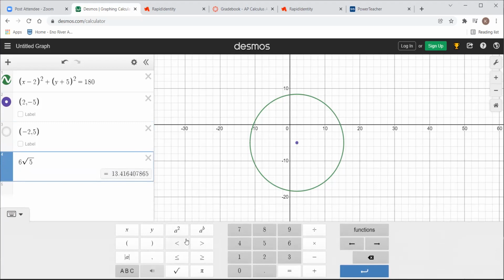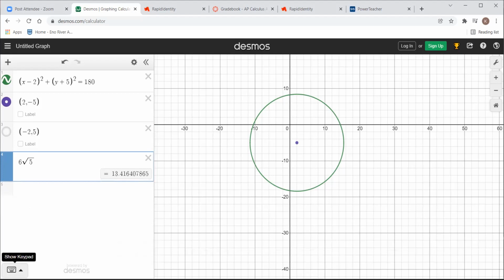You can type either there's the square root button, which is right here, down here, if you have the keypad up. So the keypad is usually down here, but you can get the keypad up. Or you can type SQRT. Yeah. So I got it up quick because I typed SQRT.